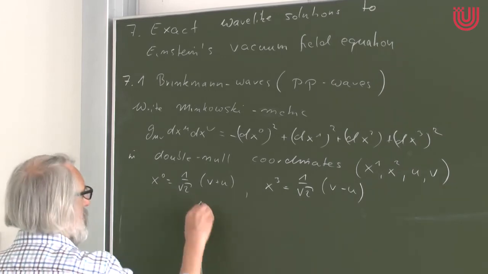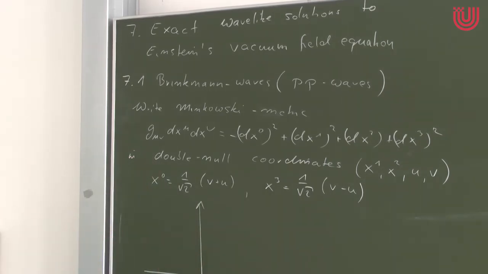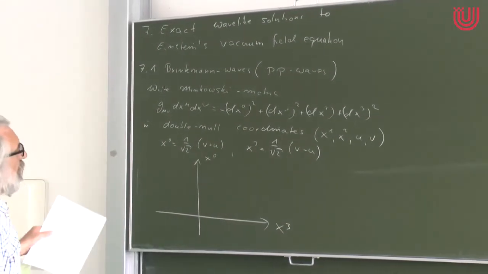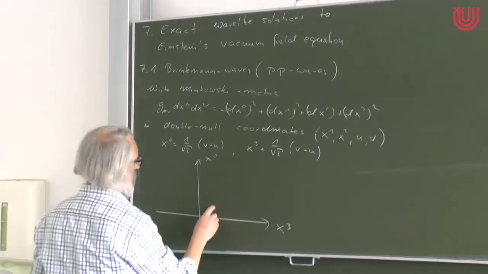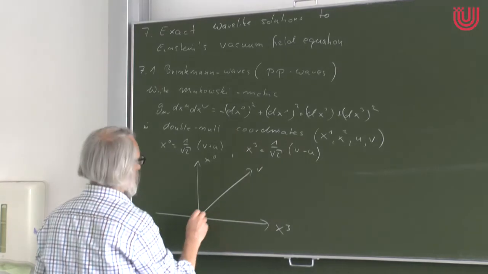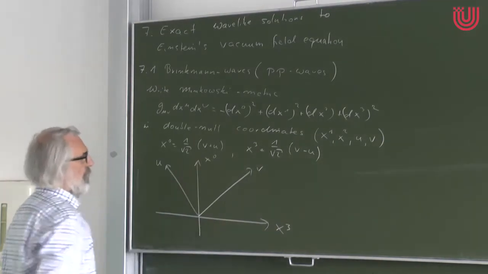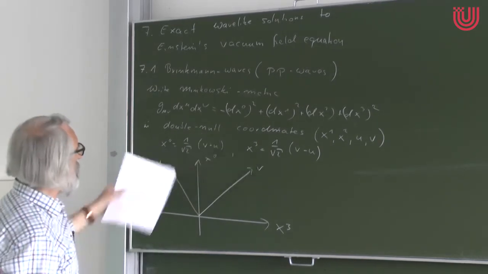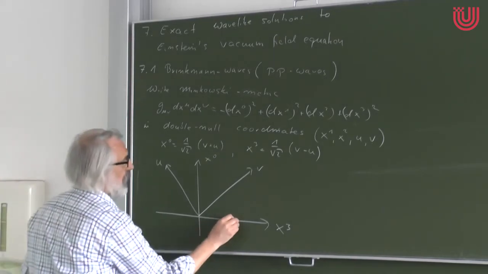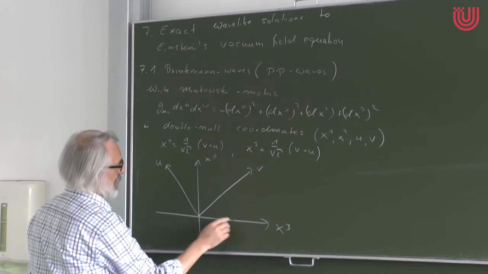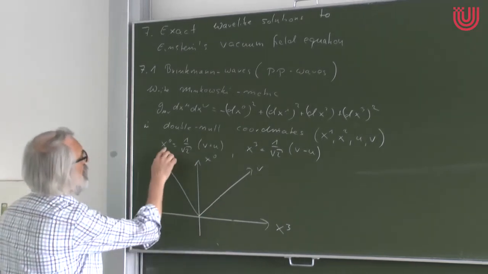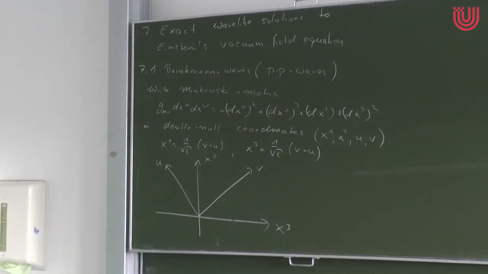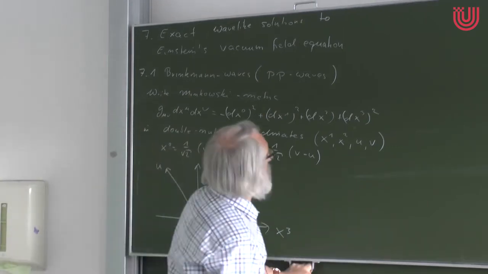But let's just draw the diagram first. So x1 and x2 are perpendicular to the plane. I don't draw them. Here I have x3. Here I have x0. So I write now x3 as v minus u. So this would be the v-axis. This is positive. And this would be the u-axis, right? Under 45 degrees. So then I have precisely this transformation law. Yes, x3 has a positive v-component and a negative u-component, and x0 has positive u and positive v-component. Yes, I think it's correct with the orientation of the axis.